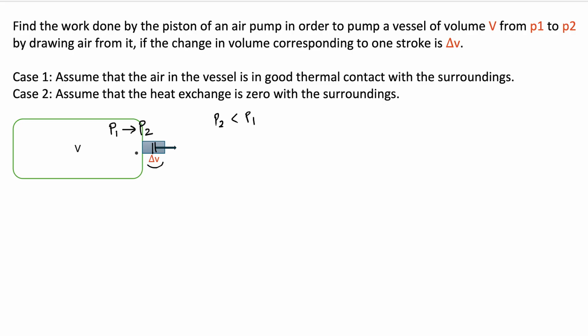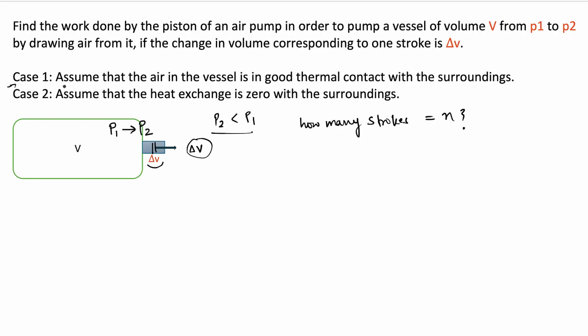Now there is an undercurrent question here that we need to find out: how many strokes? When the piston pumps out, let's say, delta V volume, that's one stroke. So it has to do it multiple times. How many strokes are required? This is also an undercurrent question, and we need to find this out first. And then let's look at the two cases.